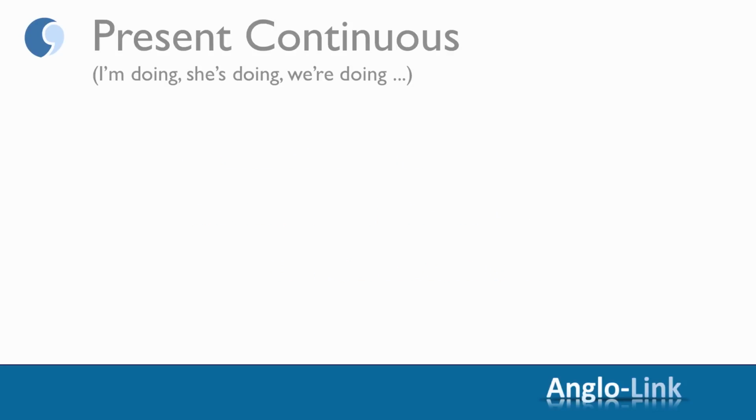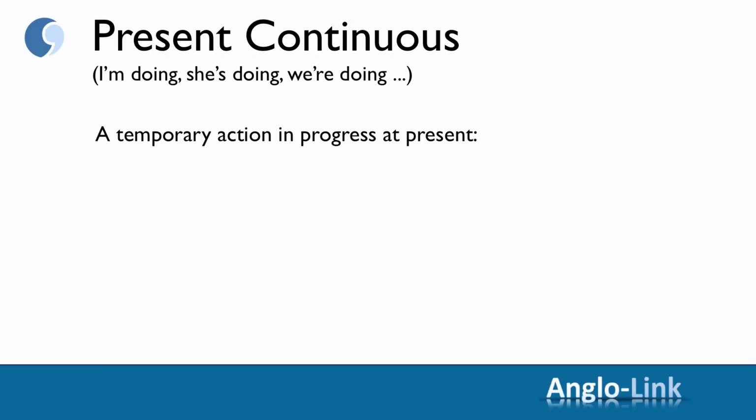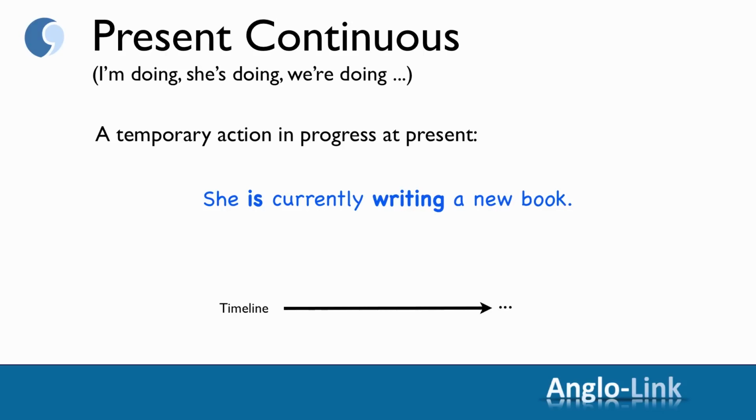Let's now look at present continuous. I'm doing, she's doing, we're doing, etc. As you will remember, the present continuous talks about a temporary action in progress at present. She is currently writing a new book. Let's look at the timeline. The action is happening now.